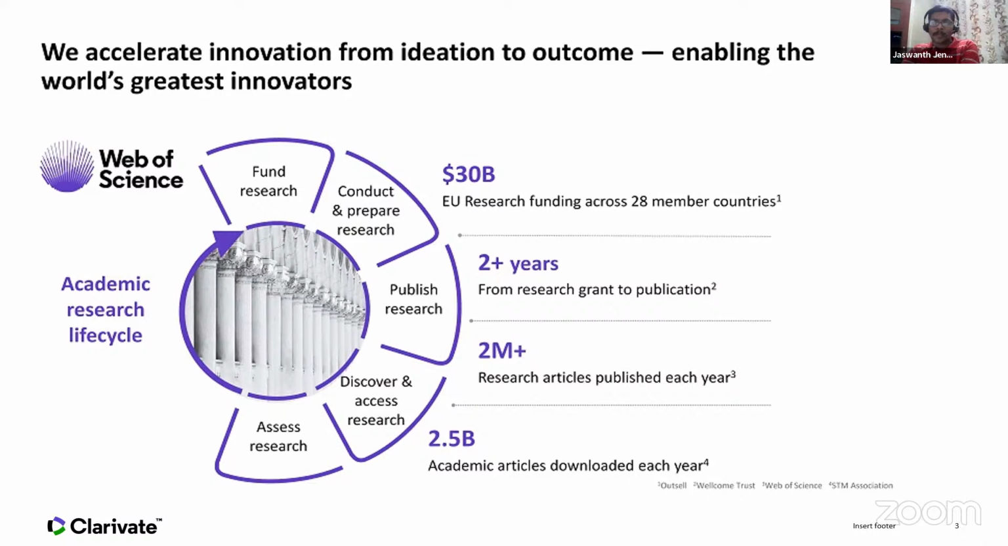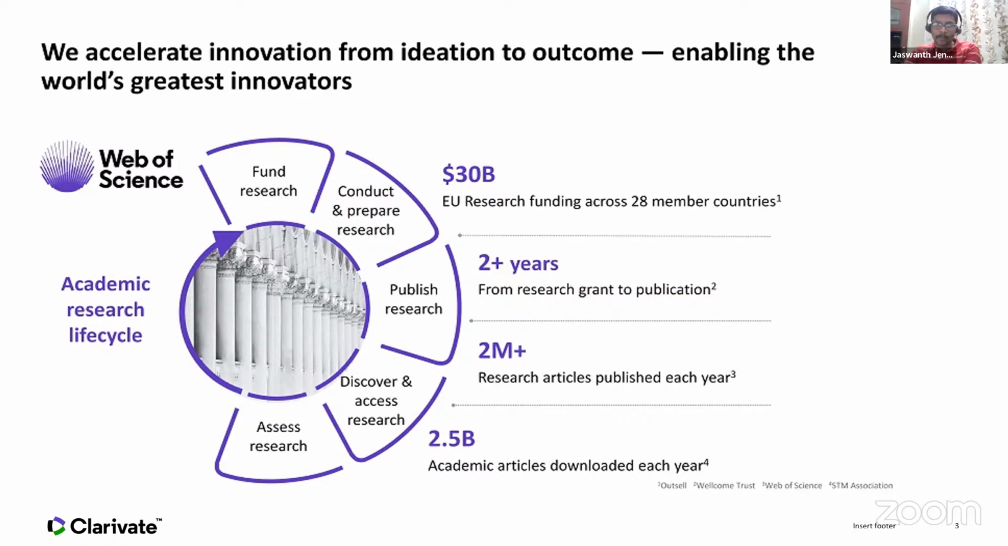Thank you. So Web of Science helps the academic research life cycle, starting from funding research, conduct and prepare research, then publish research, discover and access research, then assess research. When we talk about funding research, if you are looking for any funding, we have some effective tools which will help you to know which organization has granted funds to any specific areas of interest previously. With the help of this feature, you will know that if you approach that organization, the rate of getting the grant or acceptance is high.